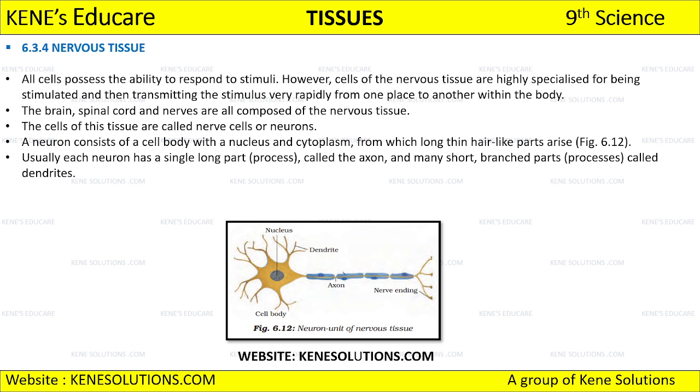I hope every one of you has drawn the diagram of the neuron, which is the unit of the nervous tissue, right? And you have to draw the dendrite, axon, nerve ending, cell body, everything.